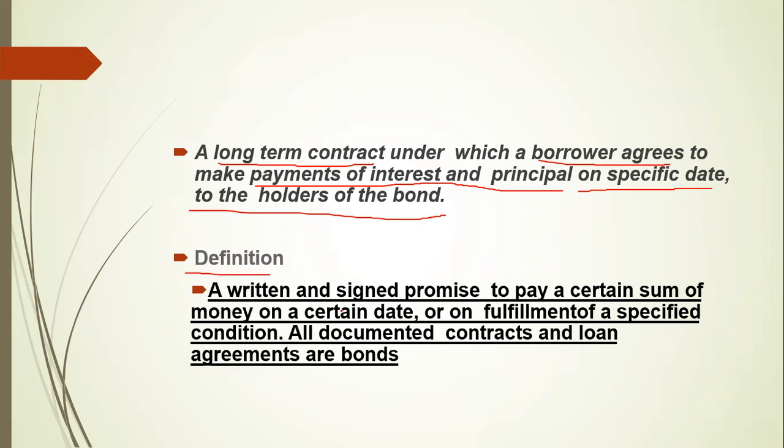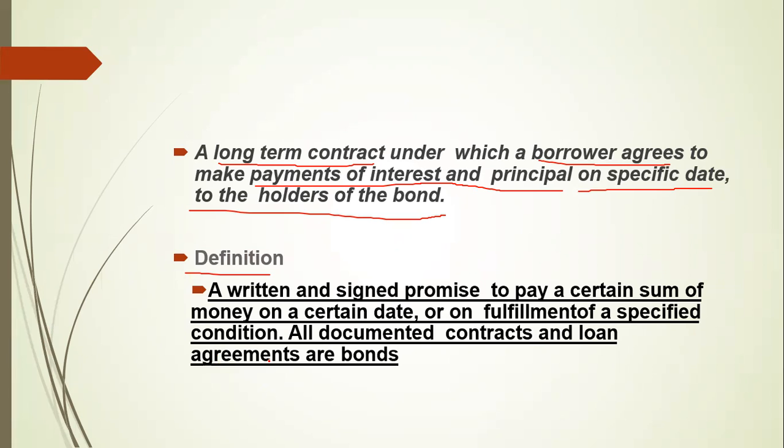It is a written and signed promise. So two important things, written and signed promise to pay a certain sum of money on a certain date, that we have already seen in the earlier definition, or on fulfillment of a specified condition. So if there is any condition written in the bond agreement and it is fulfilled, then the money should be paid at that time.